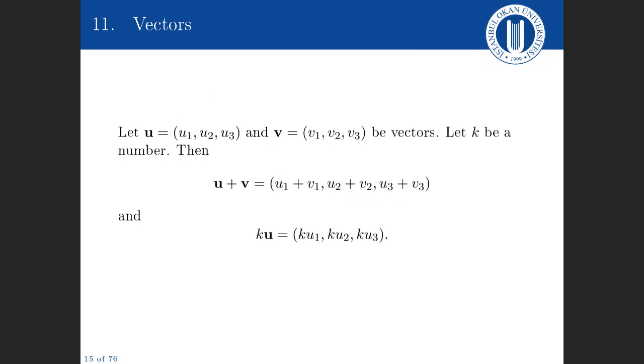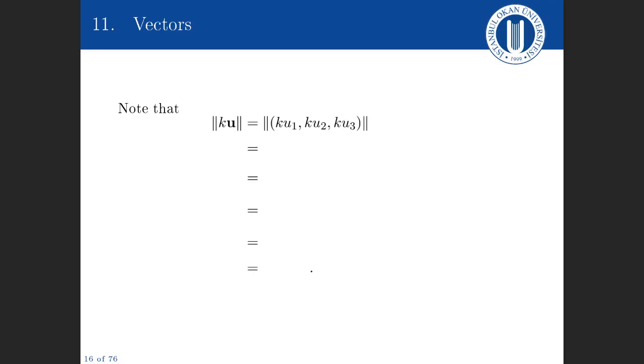And if we want to multiply the vector u by a number, all we do is multiply each component by the number. ku is the vector (ku1, ku2, ku3). All I'm doing is taking the component form of u, and each one of these numbers, u1, u2, u3, I'm multiplying by k. But what is the norm of ku in terms of the norm of u? Let's calculate this. The norm of ku is the square root of (ku1) squared plus (ku2) squared plus (ku3) squared. Let's play with this.